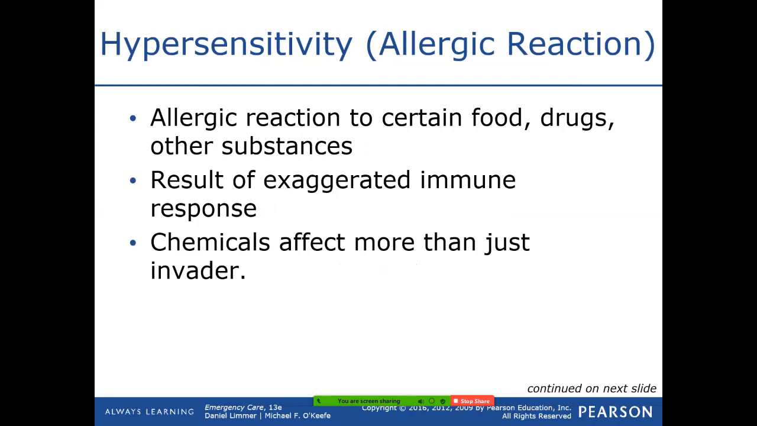Okay, hypersensitivity, we're talking about allergic reactions here. Allergic reactions to certain types of foods, drugs, or other substances. It results in an exaggerated immune response. The chemicals affect more than just one invader. So your body thinks that peanuts are bad, so it sends your immune system into exaggerated mode. It says, go attack those peanut molecules. And they overdo it, and the body essentially starts to fight itself. And this can cause some serious problems.